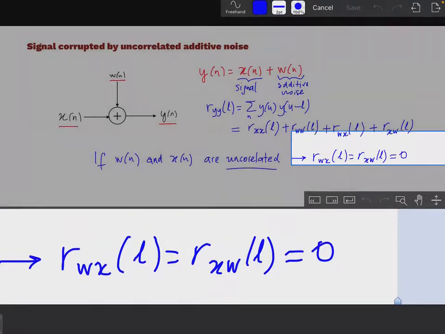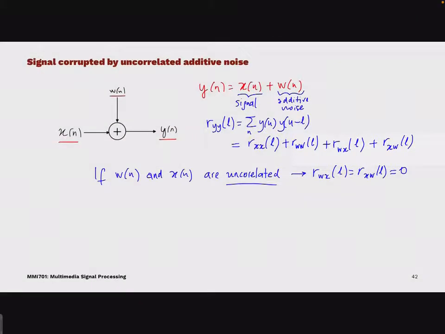Now we will see towards the end of this course that this relation is very important. It allows us to do many different things, including adaptive filtering, including optimal filters, etc. So it is very important to know about uncorrelated signals.